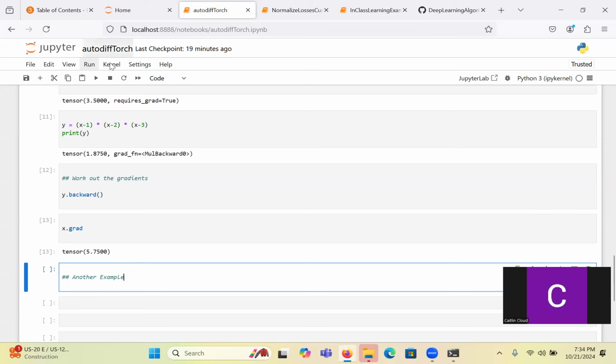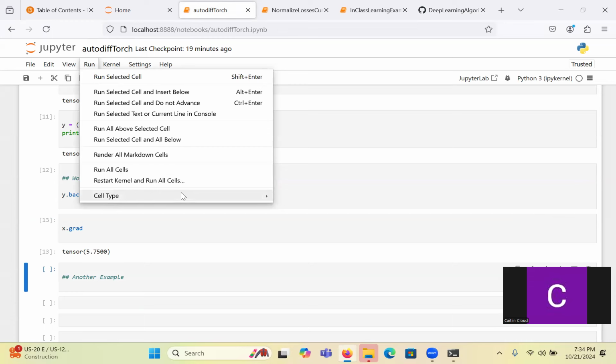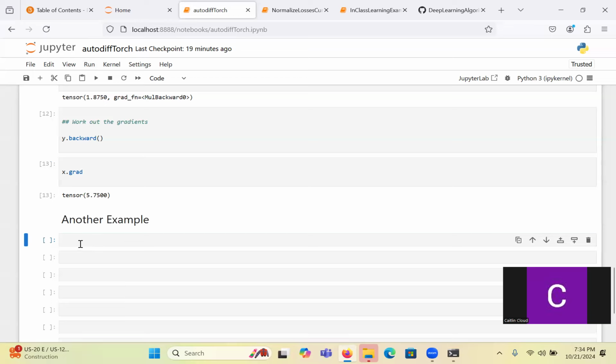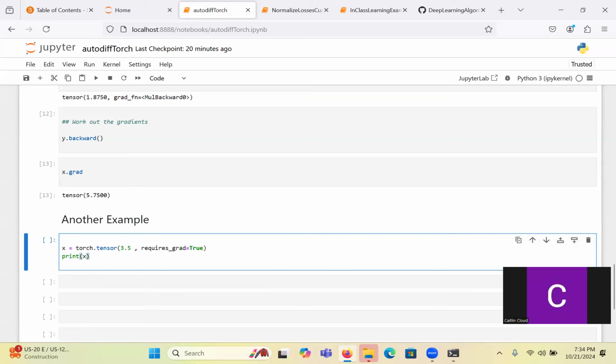Another example. I have a tensor once again, x equals 3.5, with requires grad, because really these x's are going to be weights. That's the thing that I need to update.